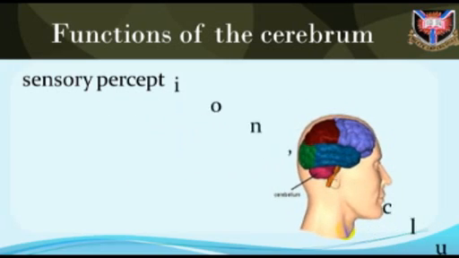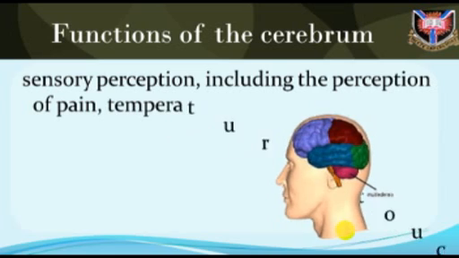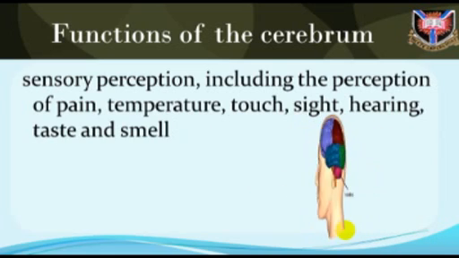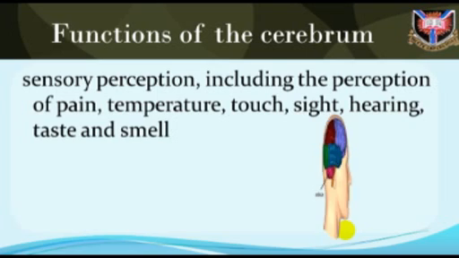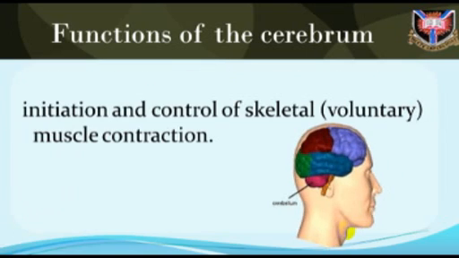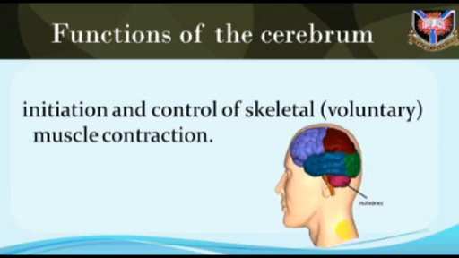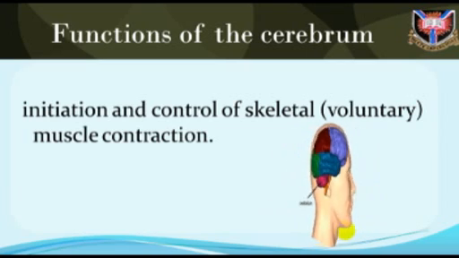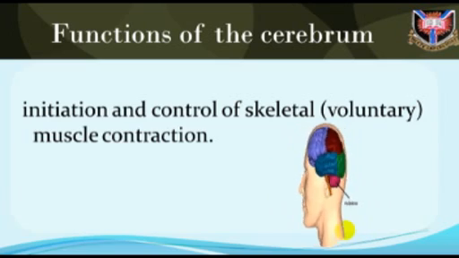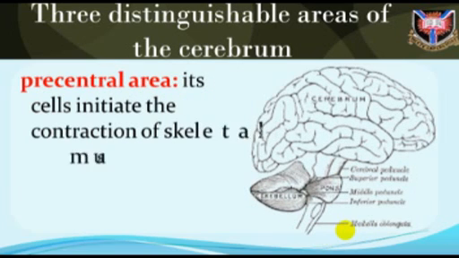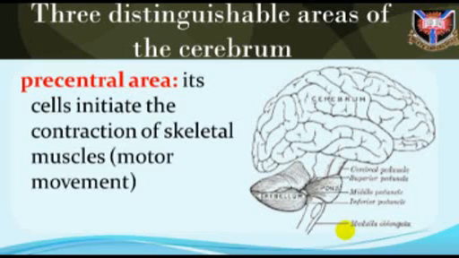2. Sensory perception, including the perception of pain, temperature, touch, sight, hearing, taste, and smell. 3. Initiation and control of skeletal (voluntary) muscle contraction. There are three distinguishable areas of the cerebrum, which are the precentral area, premotor area, and the frontal area.